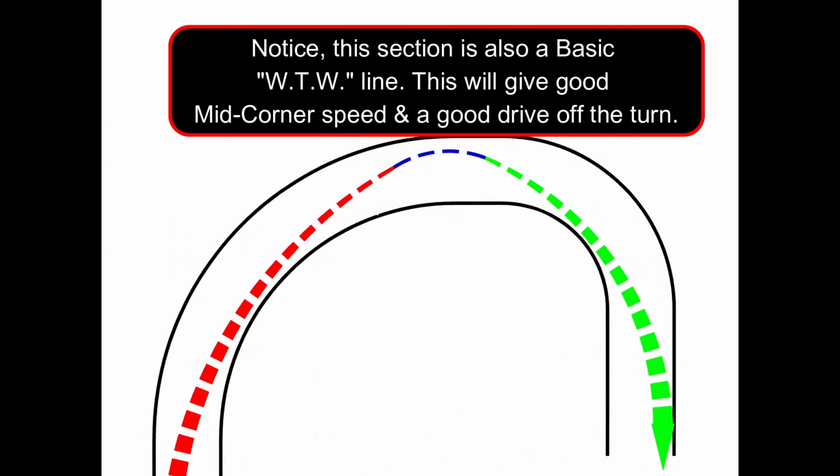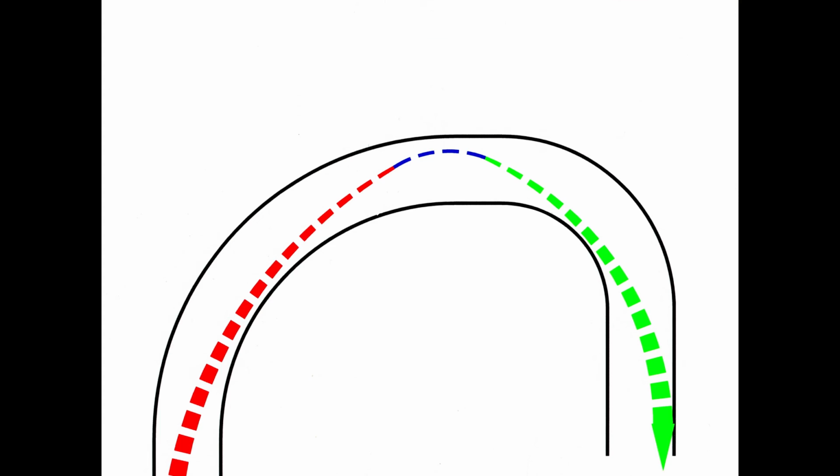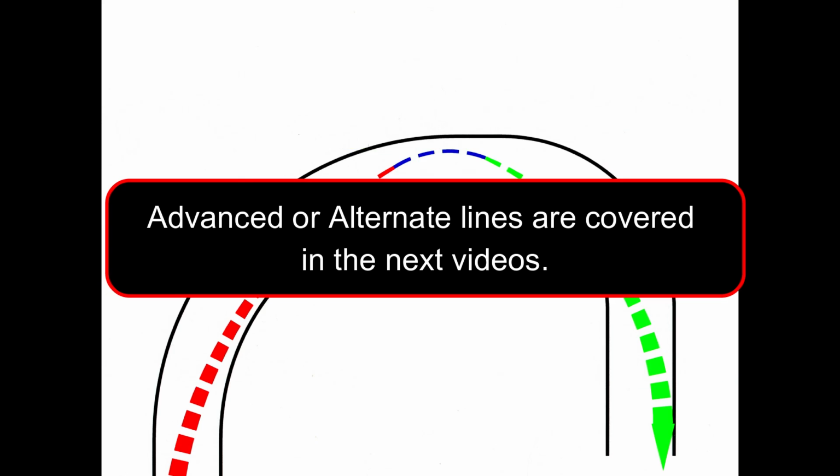Notice this section is also a basic tight wide line, which will give good mid-corner speed and a good drive off for the turn. There are a couple of minor variations which may be of some benefit in some instances. They will be covered in another video. So far we have looked at the basic lines for several simple turns. Advanced lines or alternate lines, like we said before, will be covered in another video.